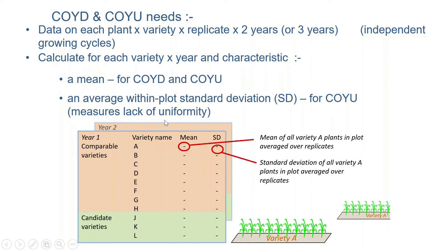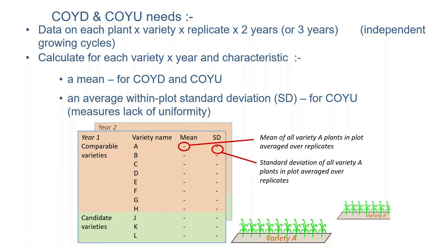We calculate for each year, for those varieties, and in the diagram here, we have the comparable varieties taken from the reference collection and the candidate varieties. We calculate in a year for a characteristic a mean, which is the mean of all the plants on the replicate plots for the variety in that year. And we also calculate a standard deviation. Now, that standard deviation is the average of the standard deviations in the different replicates of that variety in that year. So it's an average standard deviation for the year. And we have it for 1 year, and we have it for other years as well.